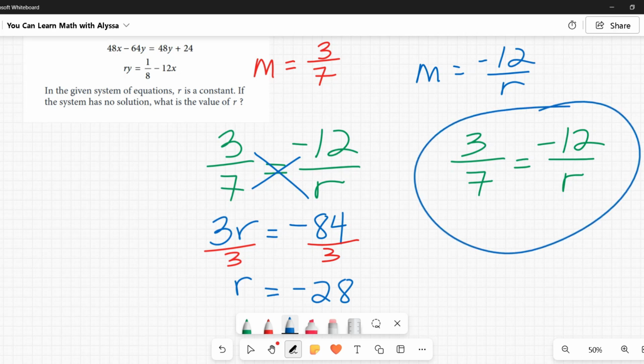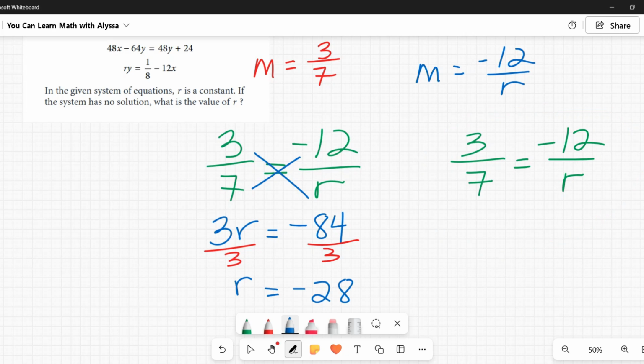Now my second way over here is a shortcut of sorts. It works if you can multiply, say, one of these numerators to get to the other numerator, or if I could multiply a denominator to get to the other denominator. That's not always possible. It could have been something like 3/7 equals 5 over r. There's no way to multiply 3 by an integer to get to 5. 5 is not a multiple of 3.